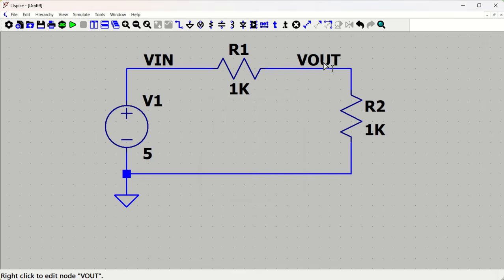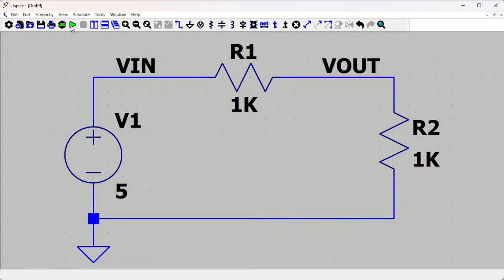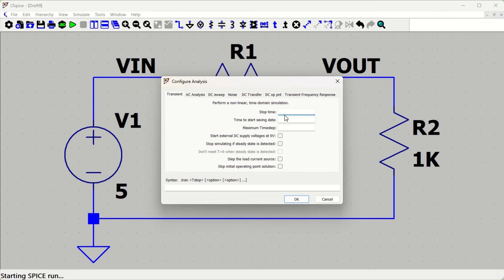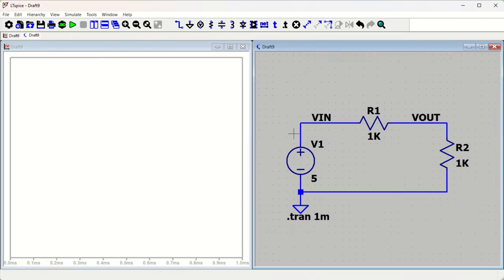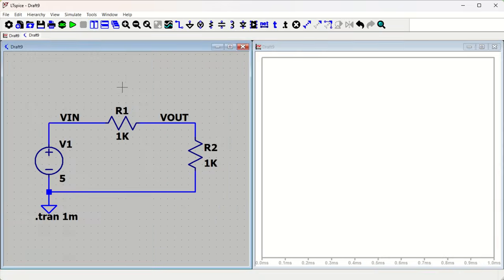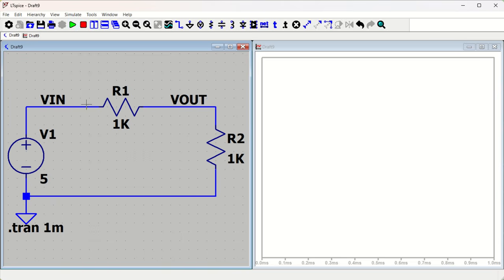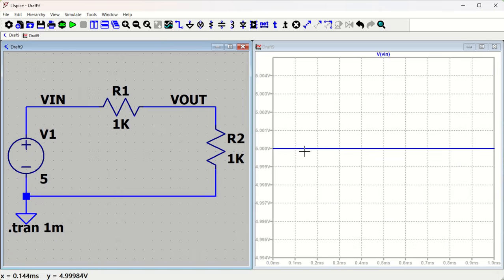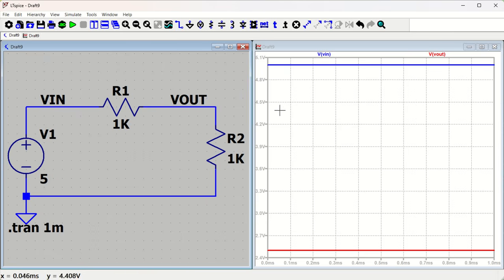Now I'm going to run it. Let us run for 1 millisecond. Once I run it, we have the input voltage, which is 5 volt, and the output voltage, which is 2.5.